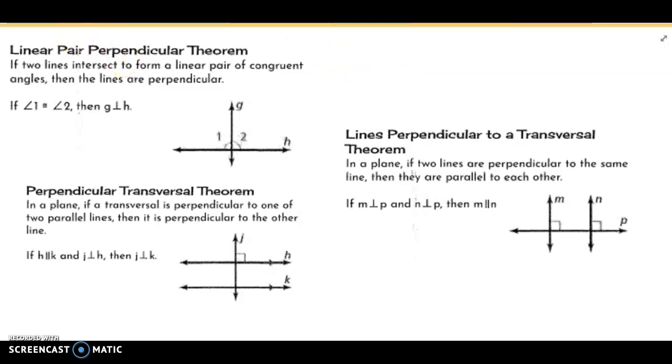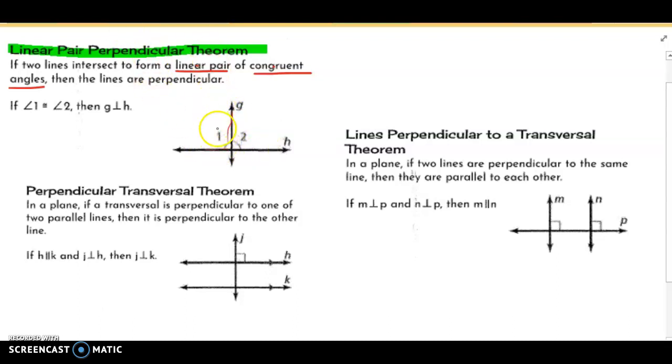All right, so the first theorem we're going to go over is the linear pair perpendicular theorem. Okay, so this one here. So it says, if two lines intersect to form a linear pair of congruent angles, then the lines are perpendicular. So the key words here, guys, is linear pair and congruent angles. Okay, so if two angles are linear pair and they're congruent, then that means that G and H have to be perpendicular.